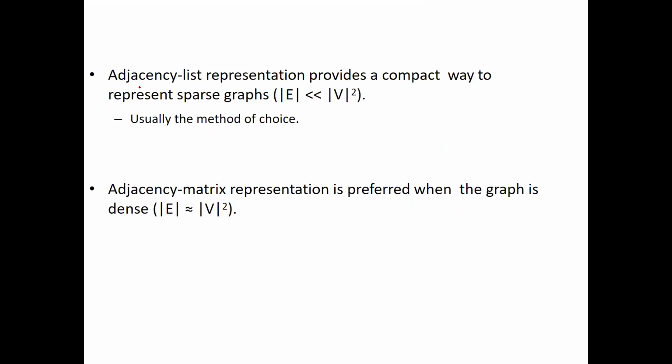Now, adjacency list is preferred if your graph is sparse. Sparse means the count of edges is very small in comparison to the square of the count of vertices. Then adjacency list is the generally used one. On average, adjacency list is the method of choice because of its efficient space utilization. But adjacency matrix is preferred only when the graph is dense enough. That means, just like in the case of a complete graph, where the number of edges is generally proportional to the number of vertices squared, in that case adjacency matrix is preferred.